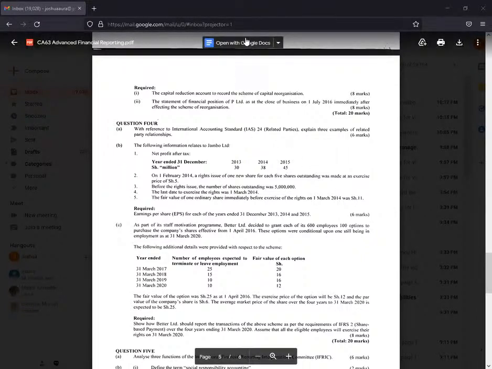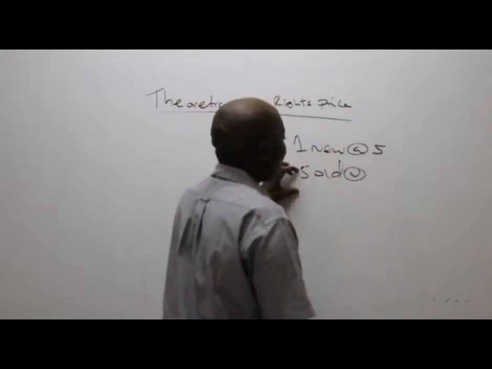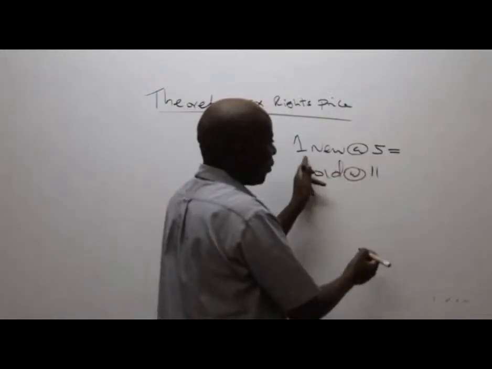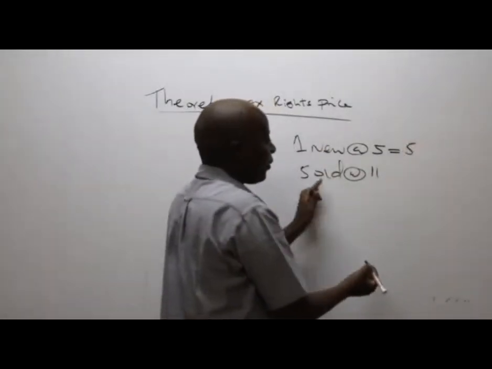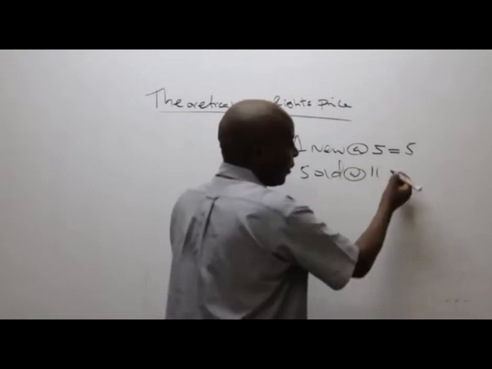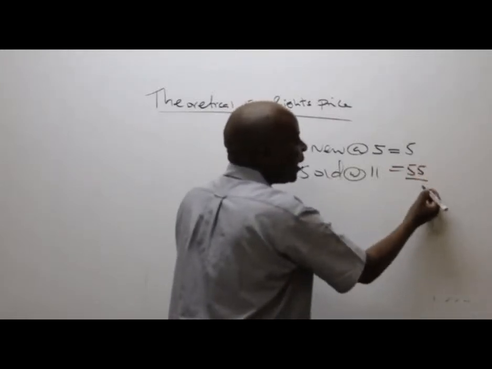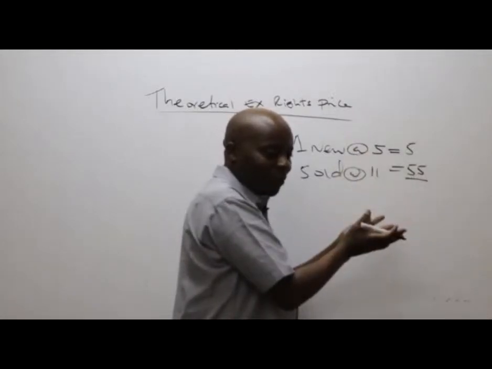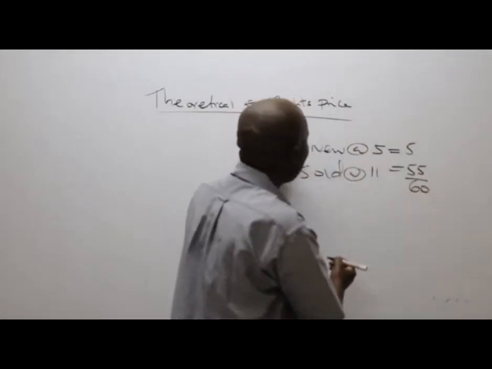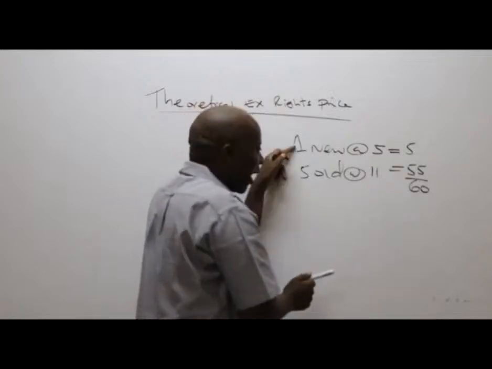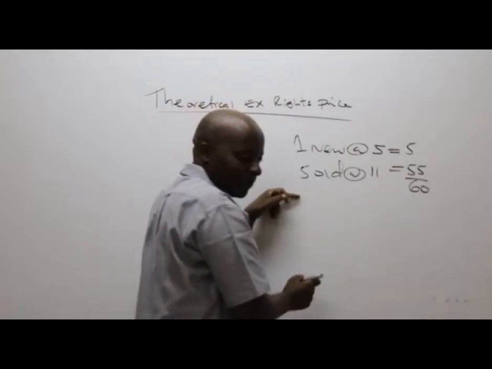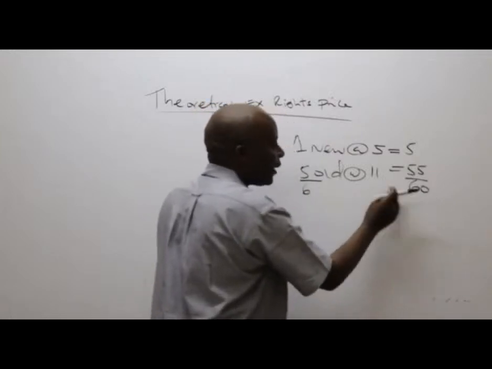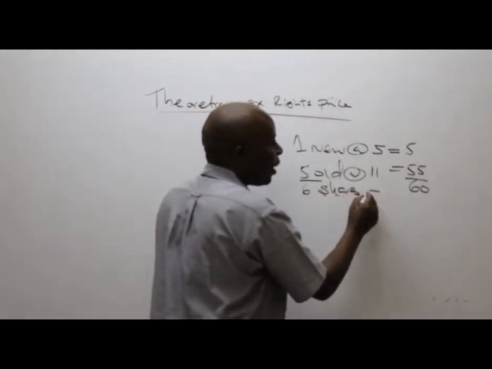So ladies and gentlemen, listen to me very well. 1 new is 5. 5 old, each one is going for 11. So 1 times 5 gives me 5. 5 times 11 gives me 55. So the total bundle here will be worth 60. But now how many shares do we have in total? 6. So we are saying that 6 shares are worth 60 bob.